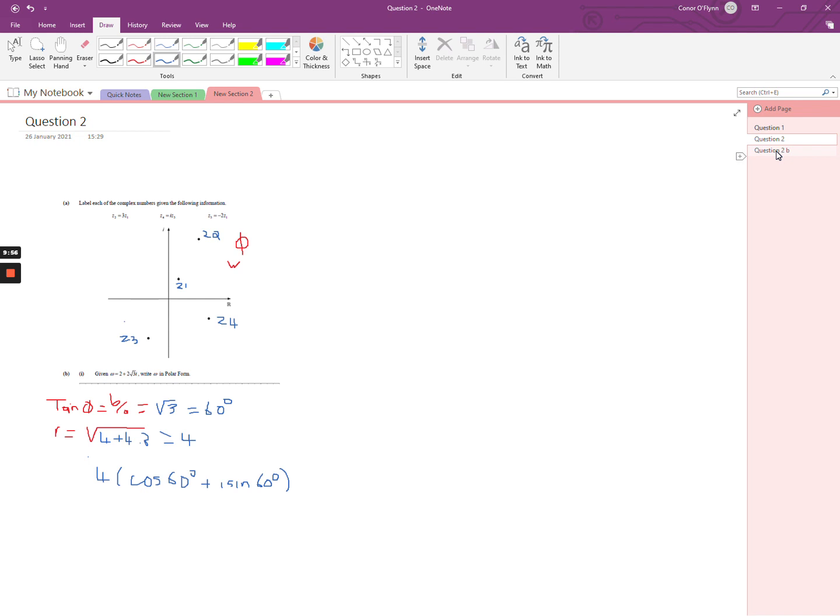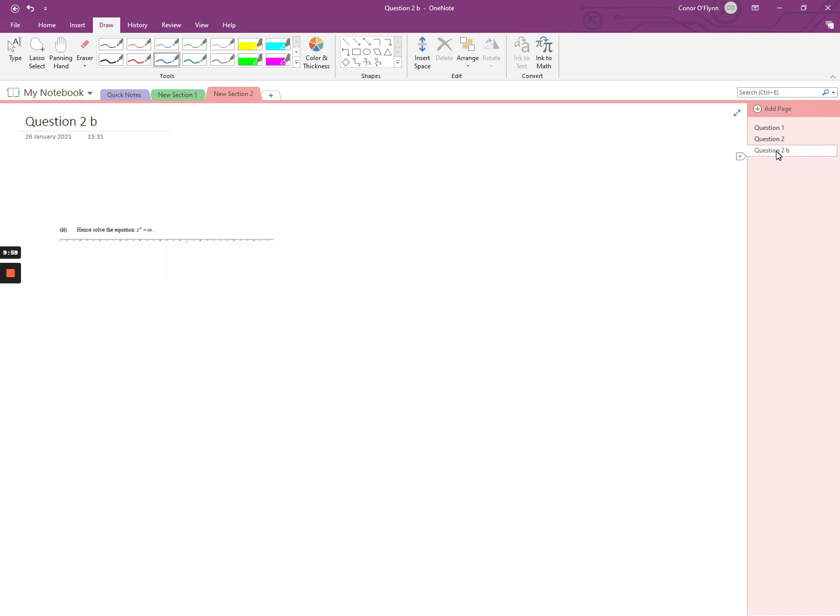Okay, so then part B, they're saying solve the equation, z. So we'll go back and get our 4 cos 60, that was w. Basically they're telling us to solve, and I have z to the power of 4. So I have to get z on its own. If I brought that over, given that that's w, it'd be to the power of a quarter.